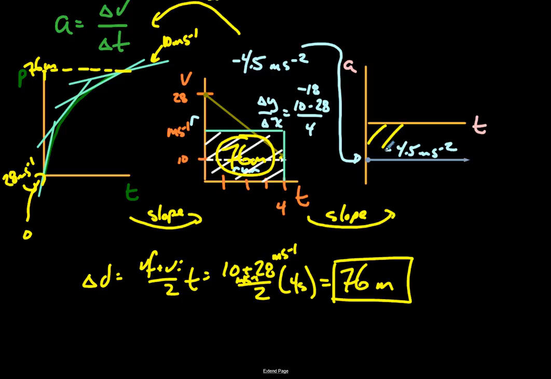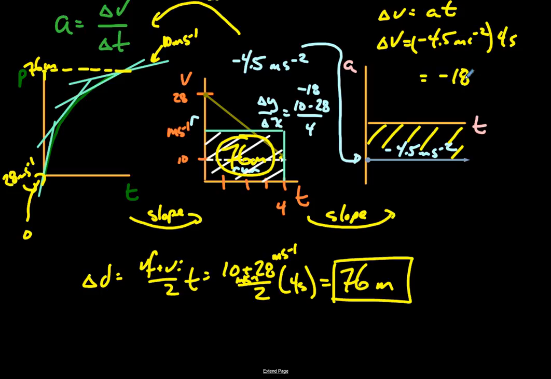Just to illustrate a final point, could we have worked backwards from here to here? Actually, we couldn't have, and I'll tell you why in a second. Delta v is equal to acceleration times time. I'm taking this formula and rearranging. So negative 4.5 meters per second squared for 4 seconds, 9 times 4 is 18, equals negative 18 meters per second.